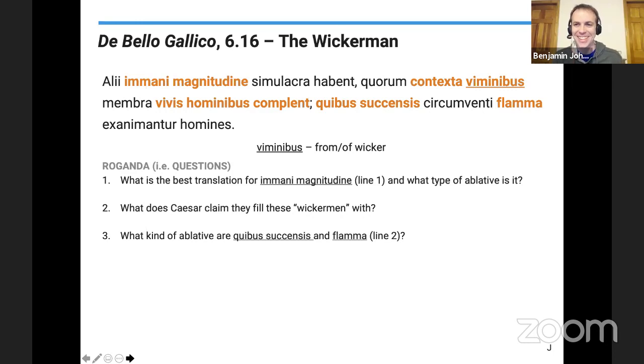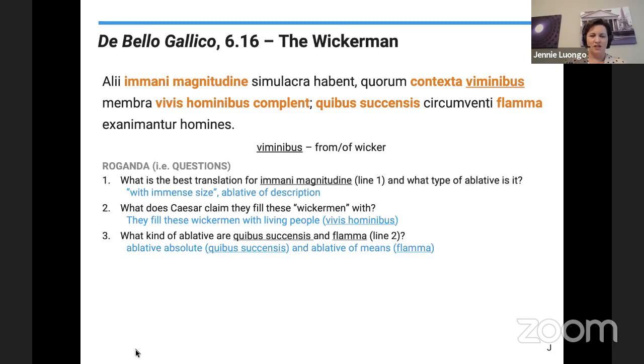All right. And so number 3, what kind of ablatives are quibus succensis in the next section and flamma? Those are 2 different types of ablatives, not the same. So we'll give you some awkward pause time. All right, and I think we'll go ahead to the answers.